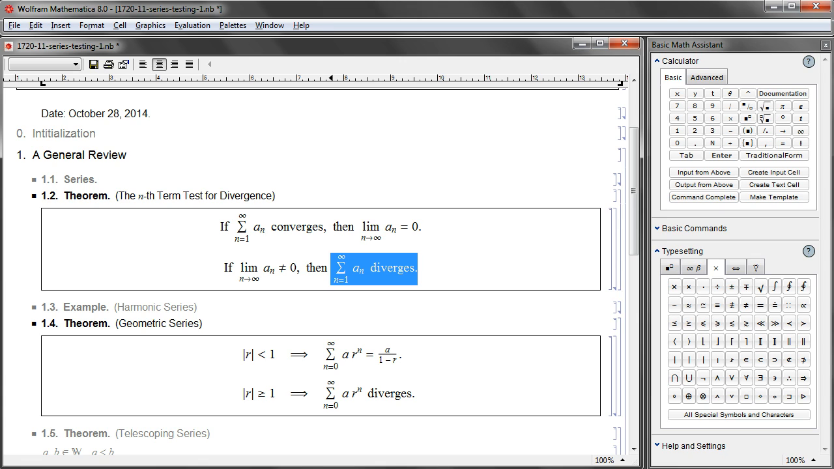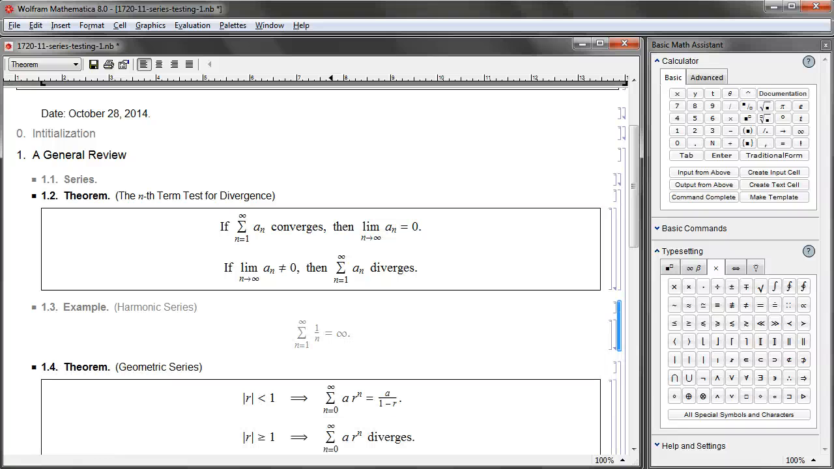So this test can apply when a series diverges. It cannot be used for convergence. The limit of the general term going to 0 does not necessarily imply the series converges, as you can see in this example. 1 over n certainly goes to 0, but this series diverges to infinity.